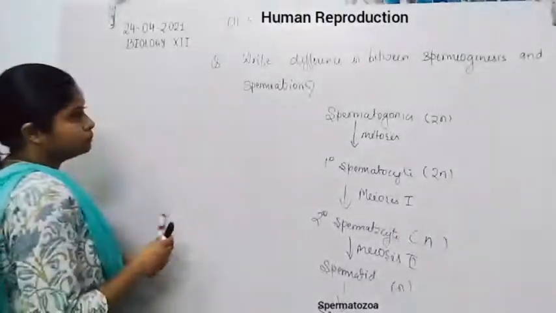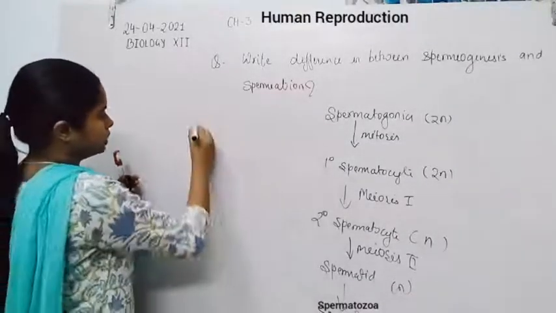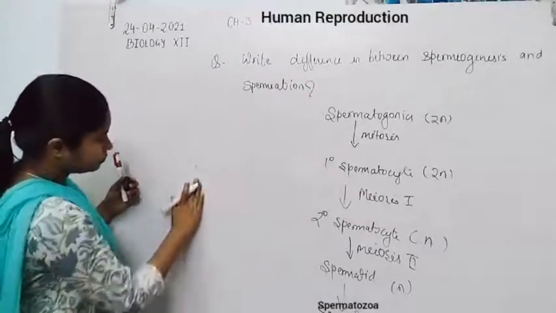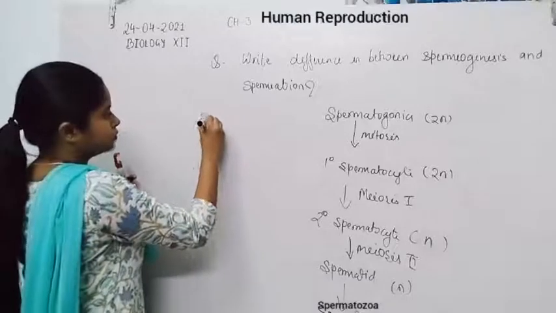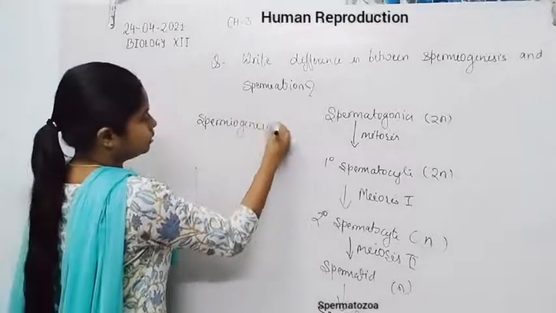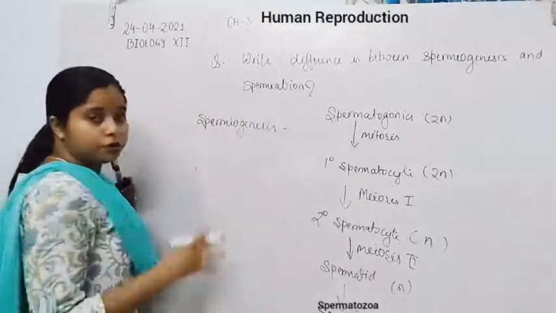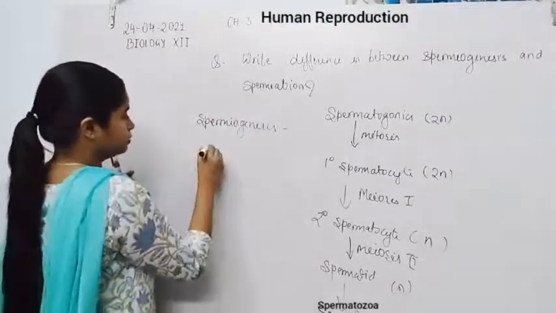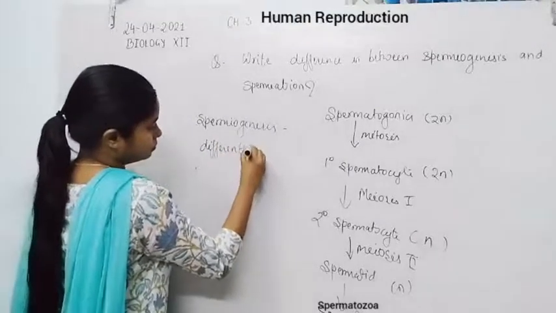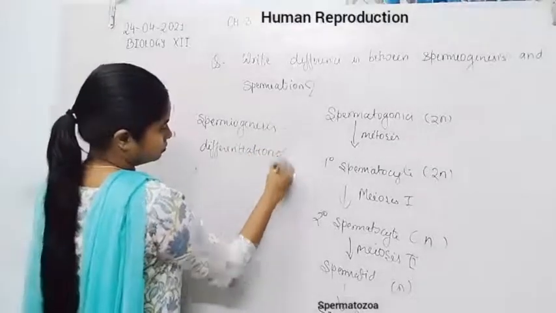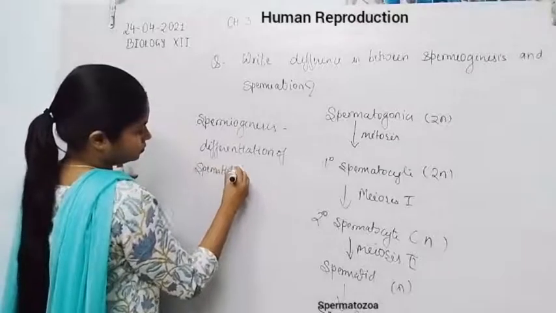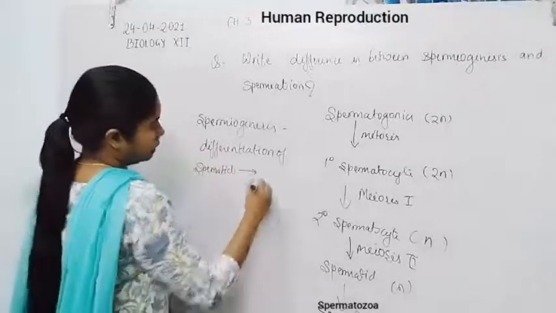So in the spermiogenesis process, the differentiation, spermiogenesis, that is differentiation of spermatid into spermatozoa.